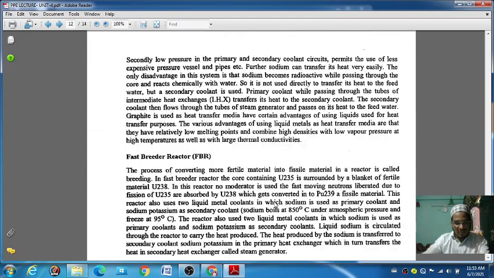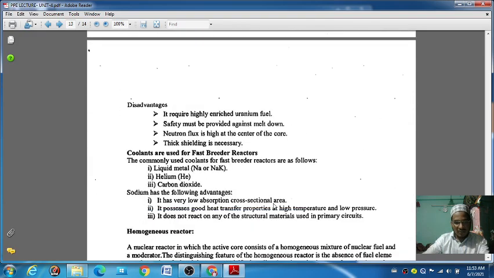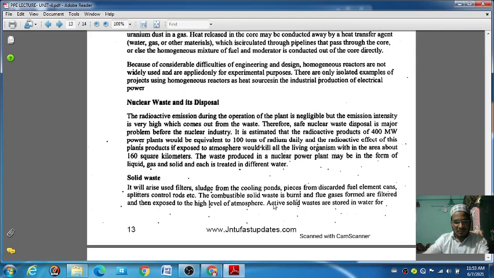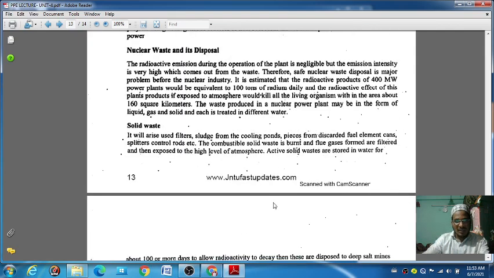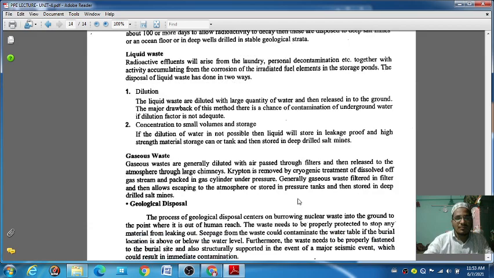Okay, next we will discuss the next topic of our course, nuclear waste and its disposal. Here we are discussing nuclear waste and disposal.